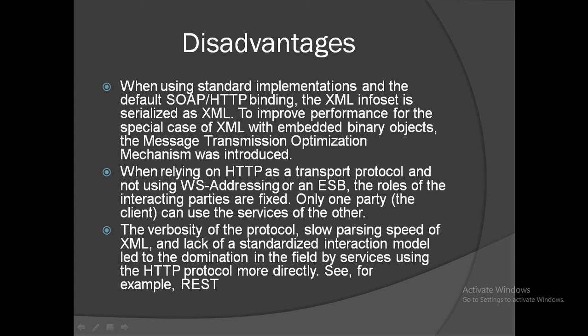When relying on HTTP as a transport protocol and not using WS-Addressing or an ESB, the roles of the interacting parties are fixed. Only one party, the client, can use the services of the other. The verbosity of the protocol, slow parsing speed of XML, and the lack of a standardized interaction model led to domination in the field by services using the HTTP protocol more directly, right?